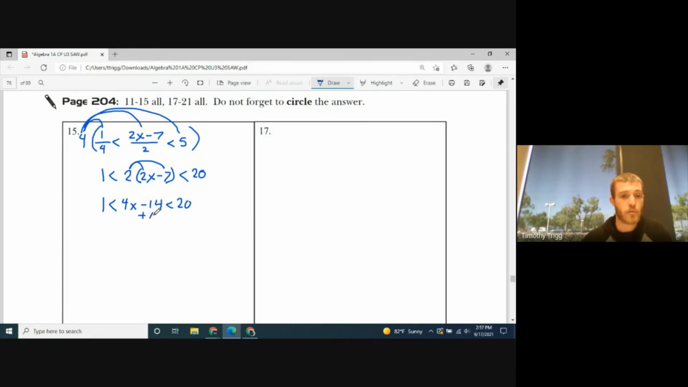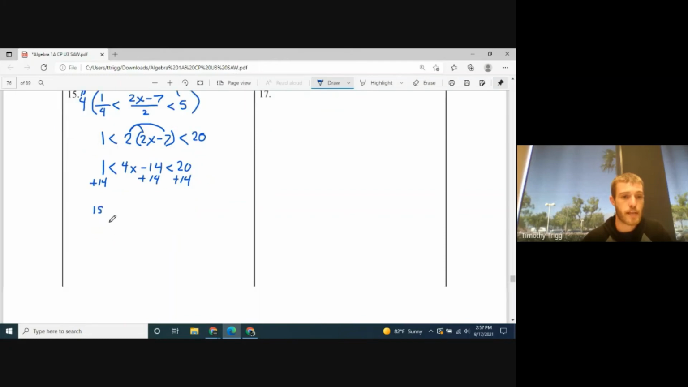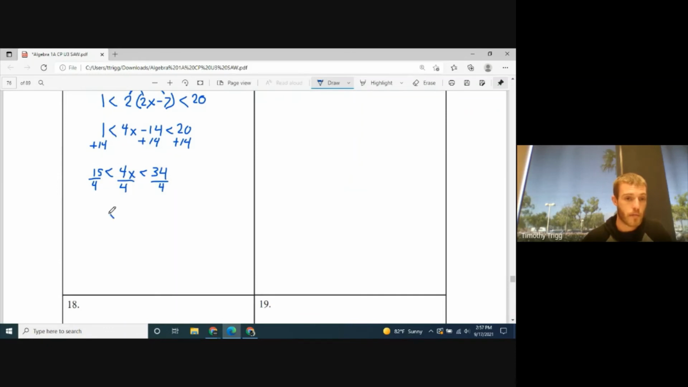Adding 14 to each side here. Make sure you're showing all your work. So this is 15 is less than 4x, which is less than 34. Dividing by 4 on all 3 of these. This will give us just x here. Now, as far as these, maybe you should write these as decimals. It'll make it easier to find where they are on the graph.